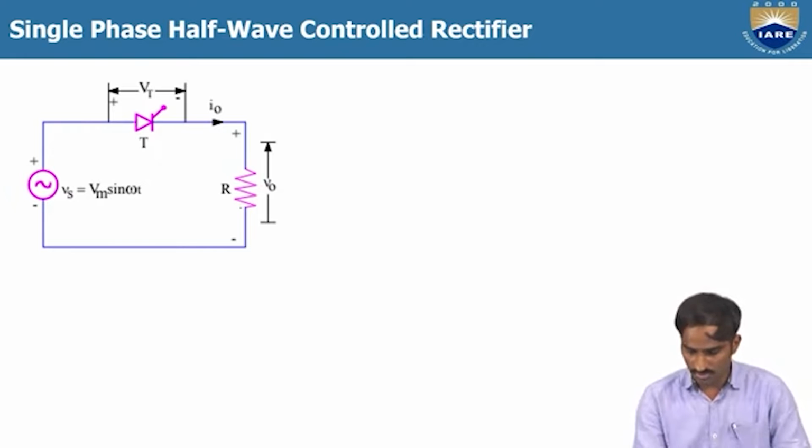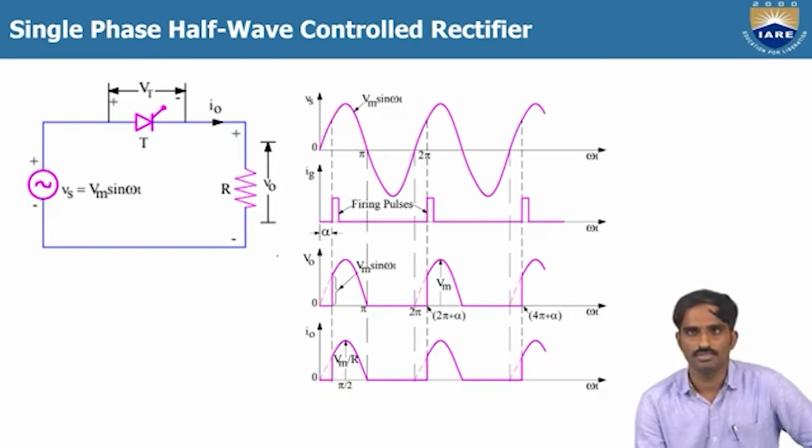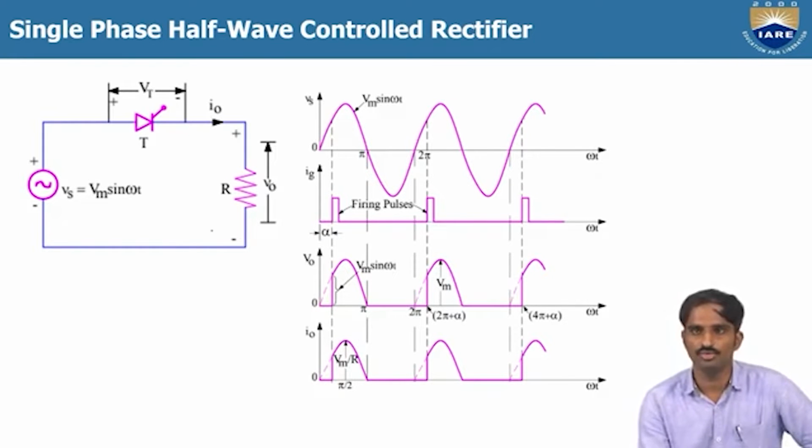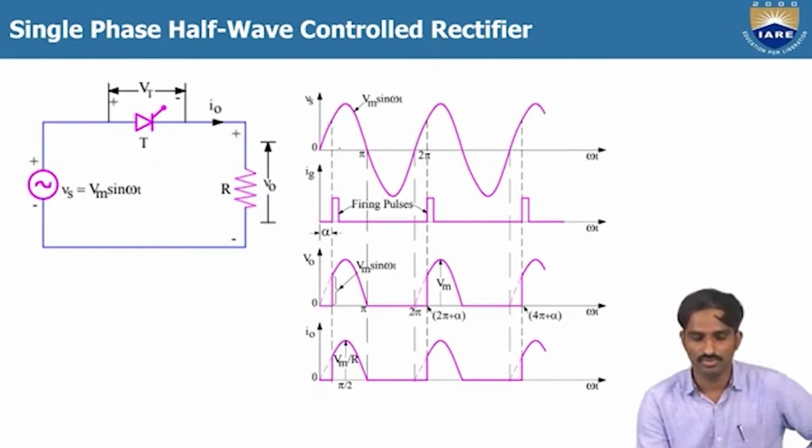Before going to discuss the operation, let me show you the output waveforms. By using these output waveforms, we can understand the operation of this single phase half wave controlled rectifier. Initially we are giving the supply. As we know, the AC voltage supply has both the positive half cycle and the negative half cycle for the full cycle, which is 0 to 2 pi.